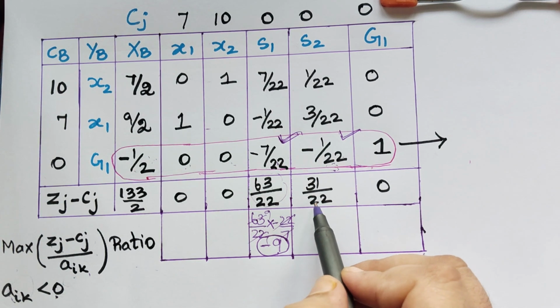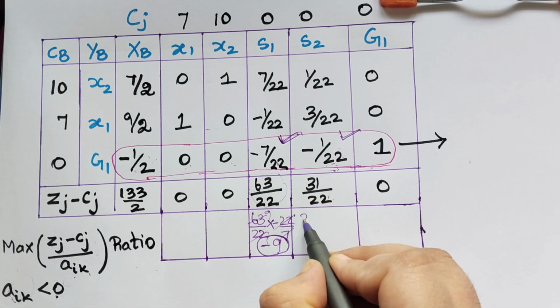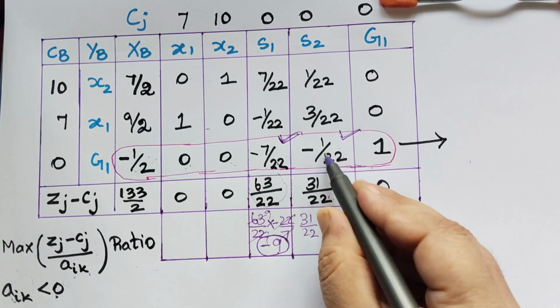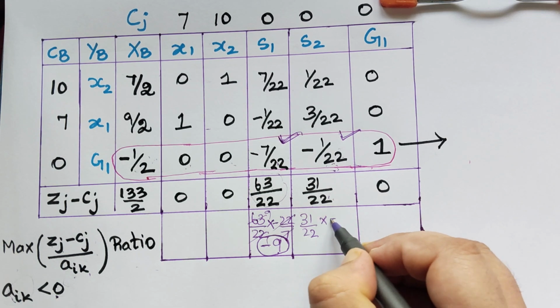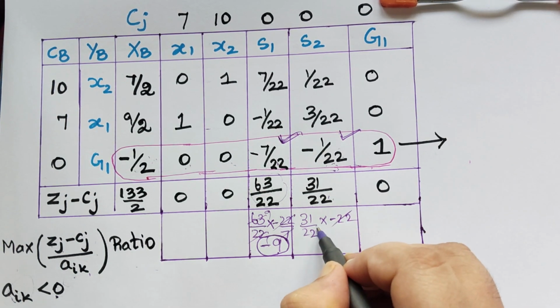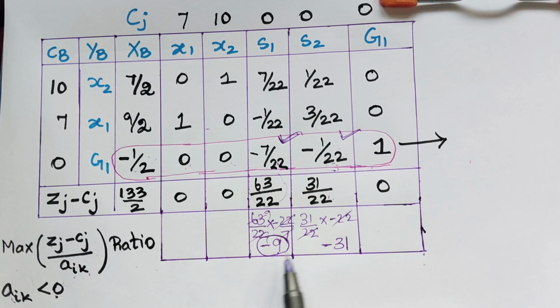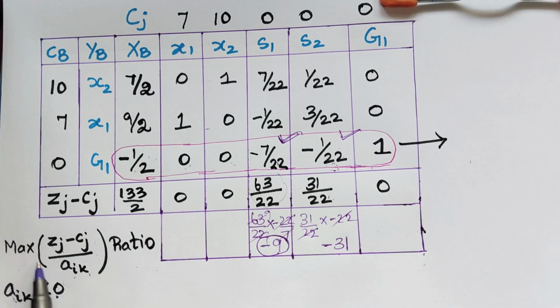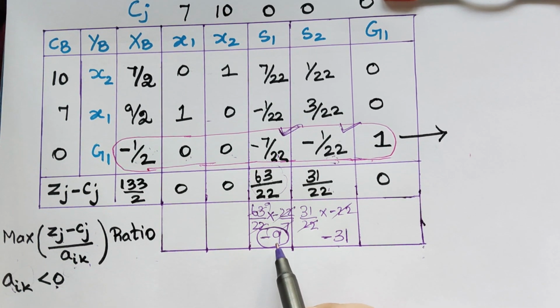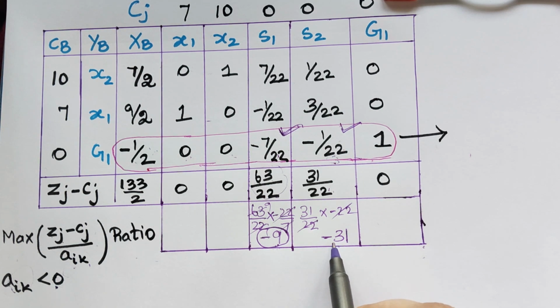Similarly, we have to find the ratio for this, that is 31 by 22 divided by this value. So multiplied with minus 22. So this and this will get cancelled. So here the value is minus 31. So out of these two, we have to choose the maximum. So minus 9 is the maximum. And minus 31 is lesser than minus 9, so we will not choose it.